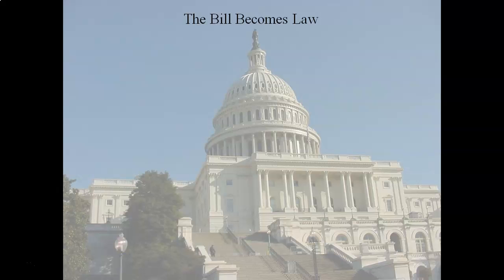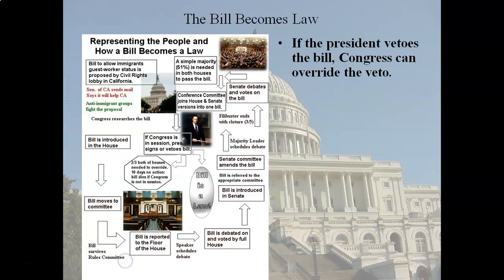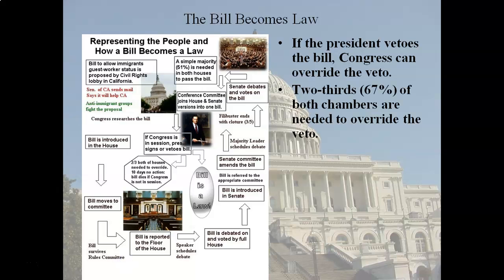Okay, so how does the bill become law? Well, first of all, if the president vetoes the bill, Congress can override the veto. How is that done? Two-thirds, or 67%, of both chambers must vote to override the veto. What that means is two-thirds of the House of Representatives must agree to override it, and two-thirds of the Senate must agree to override it. That's extremely difficult to get that kind of vote.